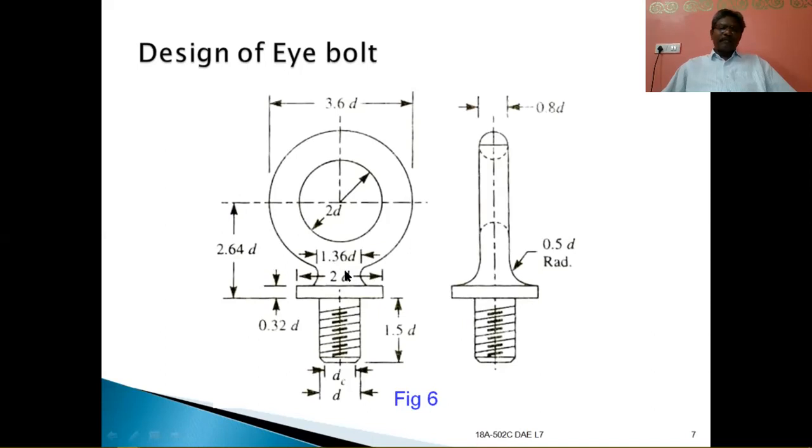And here is the neck. From here to here is the neck, and this neck diameter is 1.36 D. And similarly, inner diameter of the ring is 2D, and outer diameter of the ring is 3.6 D. And from center of the ring to the bottom of the collar or starting of the threaded portion, the distance will be 2.64 D. And this is the ring rod, its diameter is 0.8 D. And this is the curvature, this is 0.5 D radius.